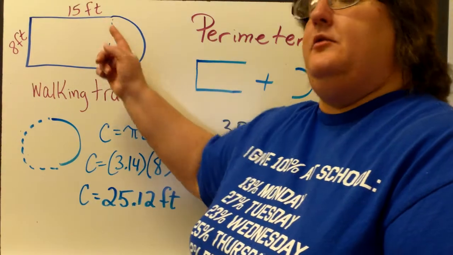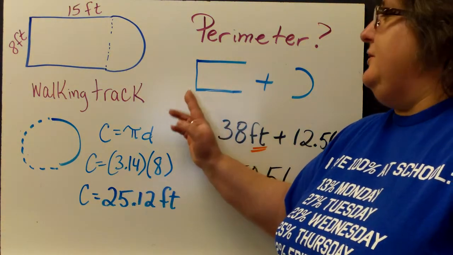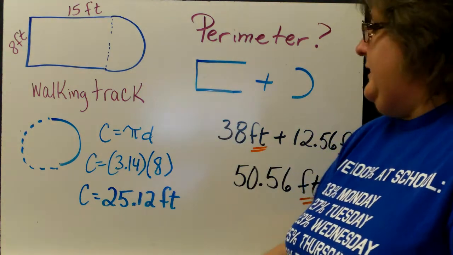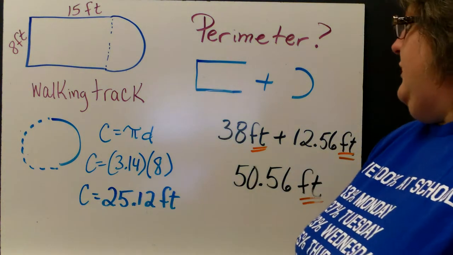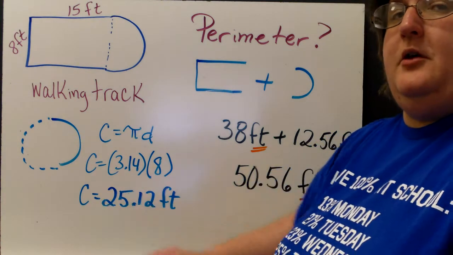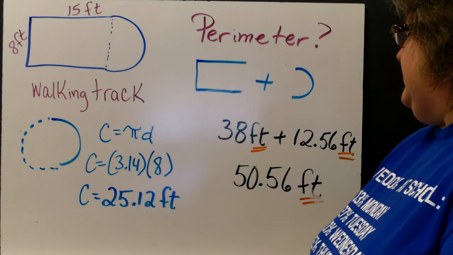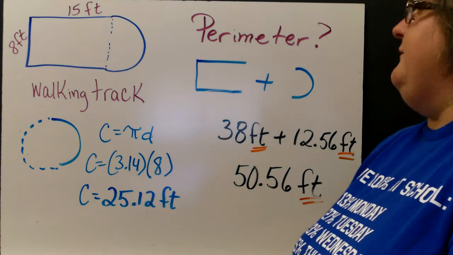We need to cut that in half because we only have half of the circle. We're not going around the whole circle. And we add that to 15 and 15, which is 30, and another 8 is 38. So 38 feet and 12.56 feet, again, that's the value we got when we cut the whole circle in half, gives us 50.56, 50 and 56 hundredths of a foot.